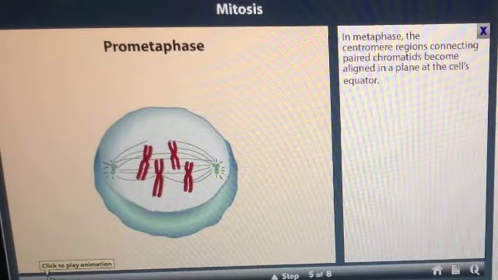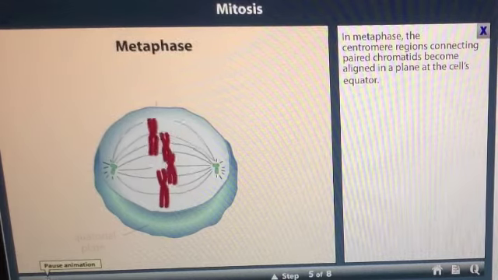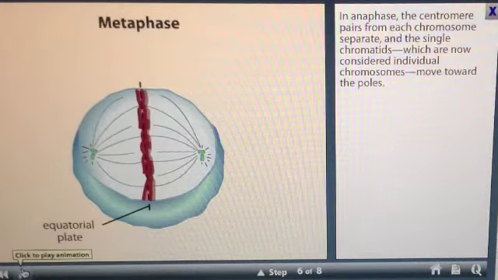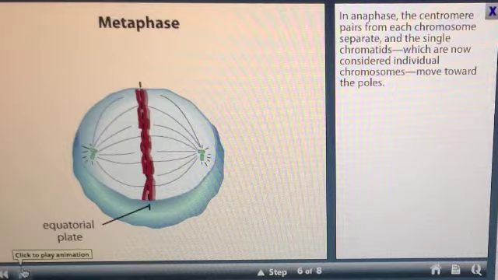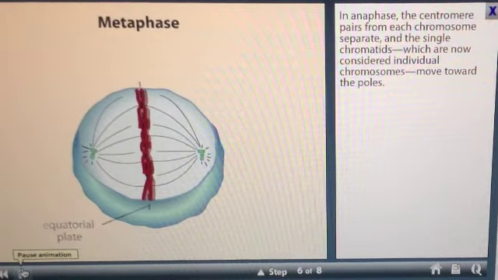In metaphase, the centromere regions connecting paired chromatids become aligned in a plate at the cell's equator. In anaphase, the centromere pairs from each chromosome separate, and the single chromatids, which are now considered individual chromosomes, move toward the poles.